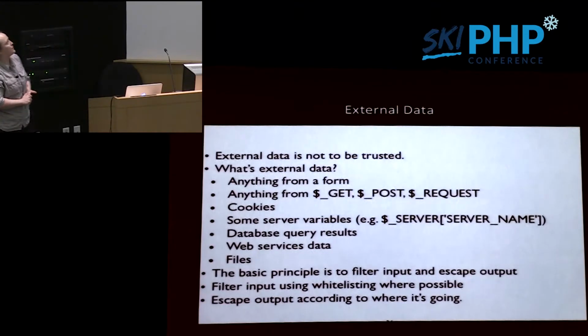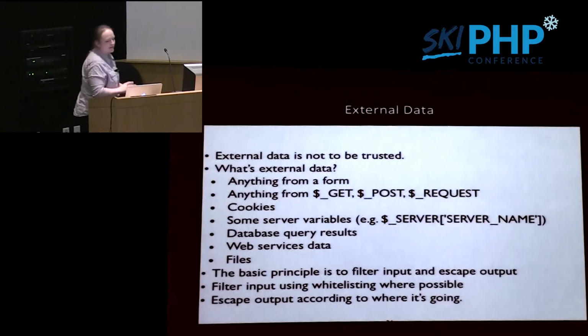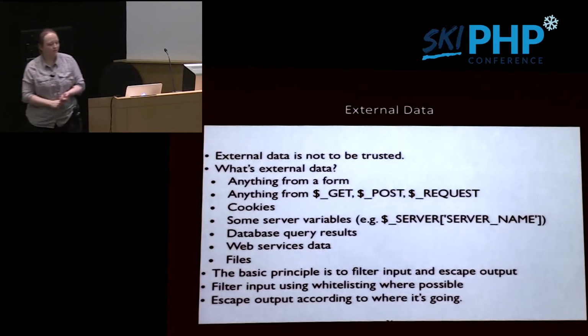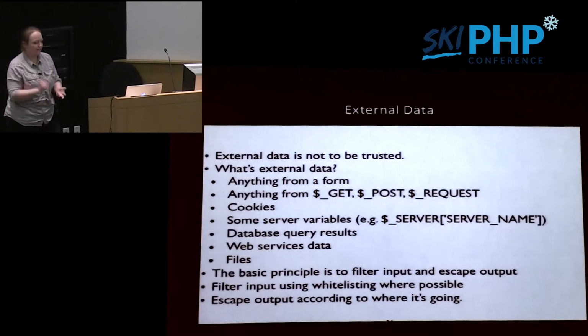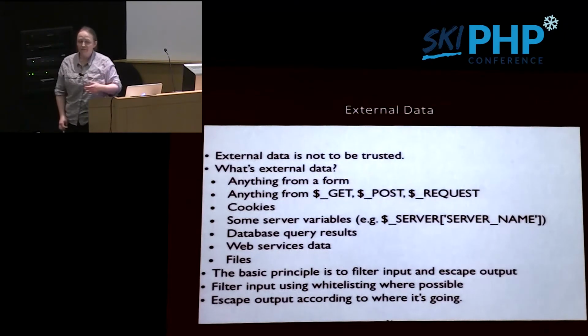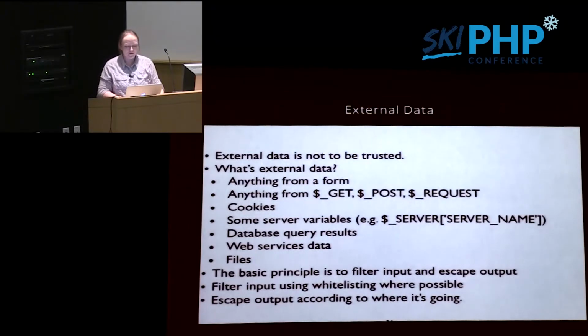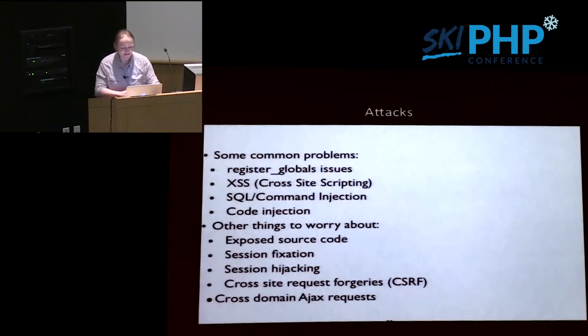This is from 2004. External data is not to be trusted. So what's external data? Anything from a form, GET, POST, request, cookies, server name, database query results, web service data, files on disk. Filter everything coming in, escape everything going out, use whitelisting for input, and escape stuff according to where it's going. It's a very dense slide. What's interesting about this slide is most of it is still pretty much true. Not much has changed. If there's anything on this slide that you don't know what I'm talking about, come and see me afterwards.